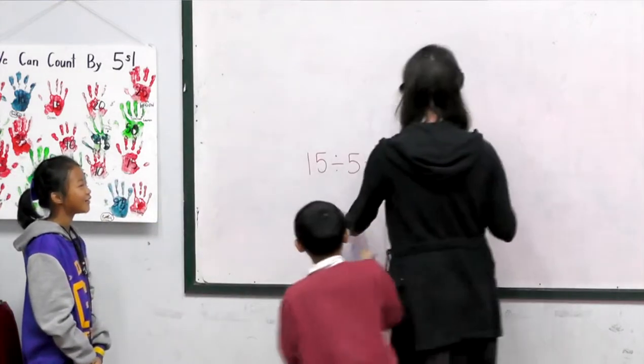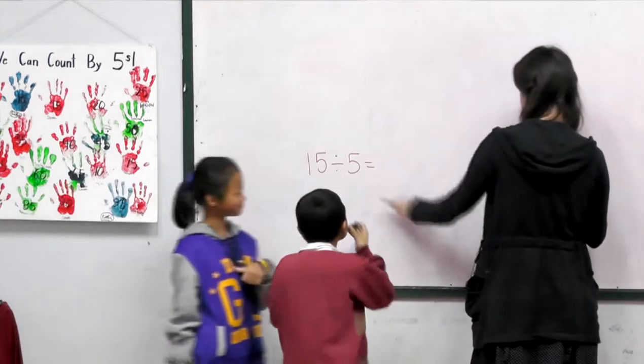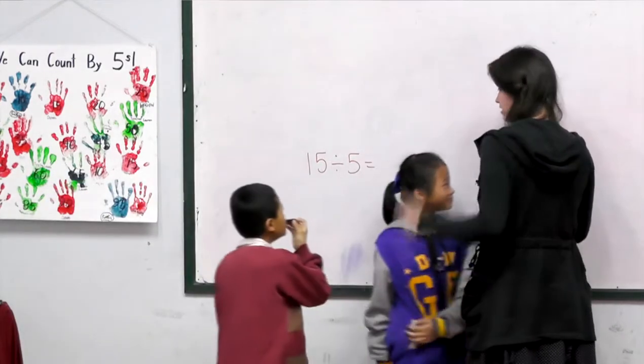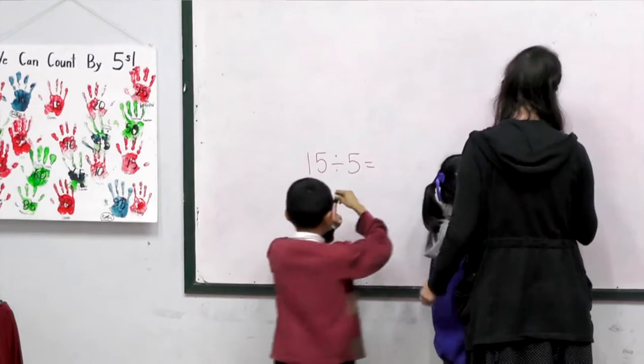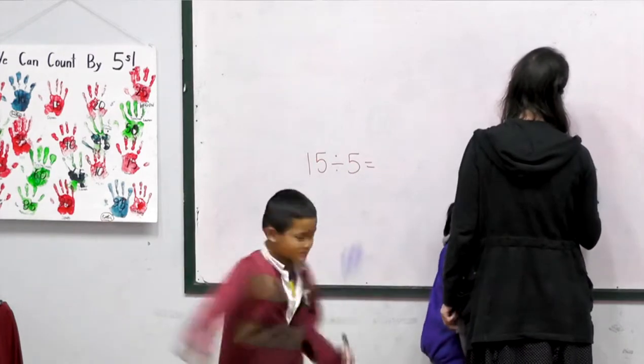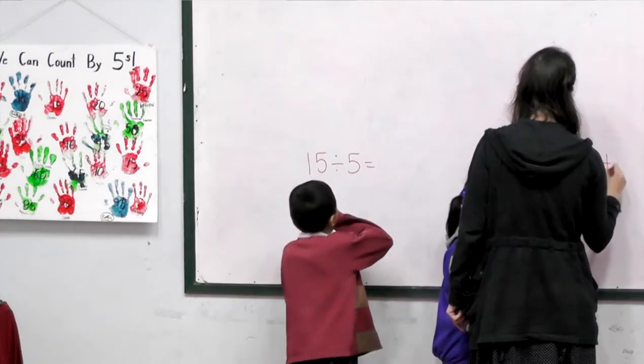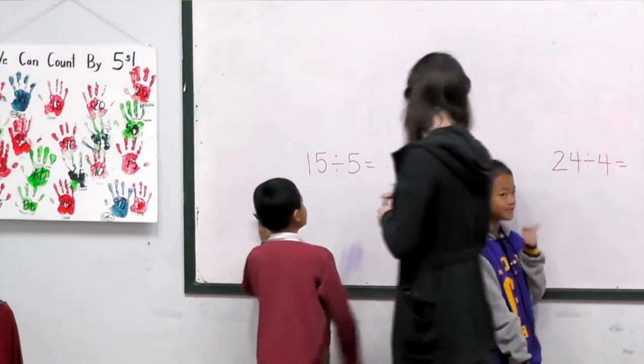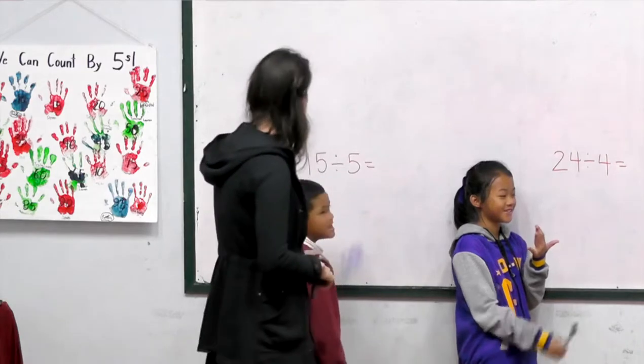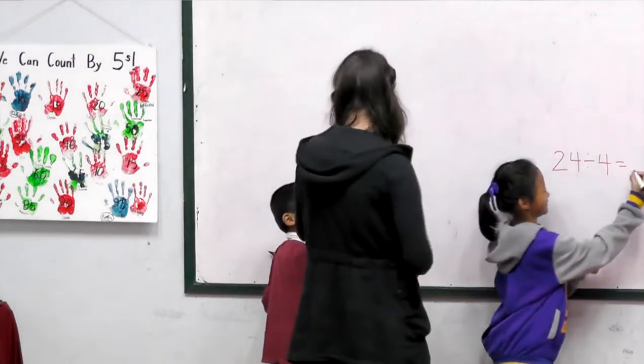Okay, 2. Here you go. Down over here. 2. Don't put it in your mouth. Okay. Count by 5s.